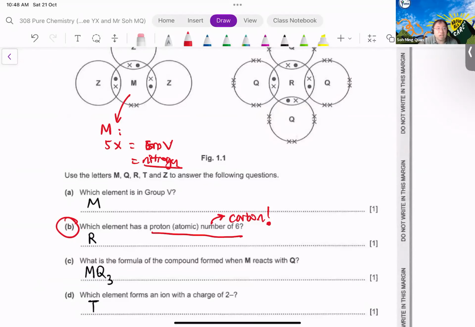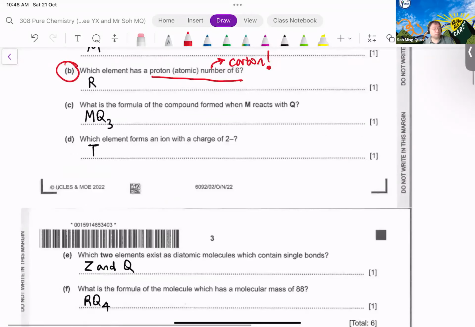So please read carefully. I cannot stress this enough. Don't rush. 1 mark, 1 minute. You have 1 minute to go and find the proton number. Carefully, properly. All right. Next, part E.